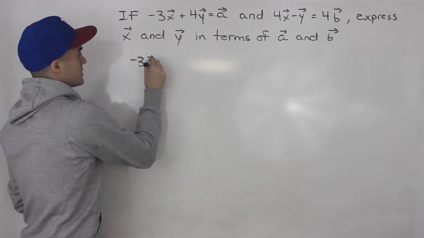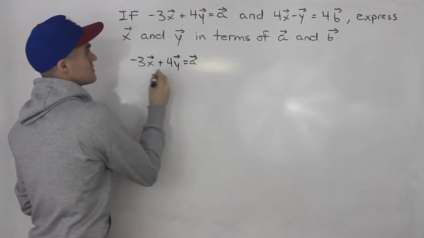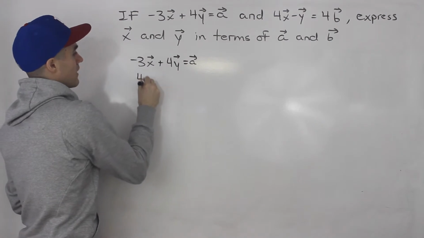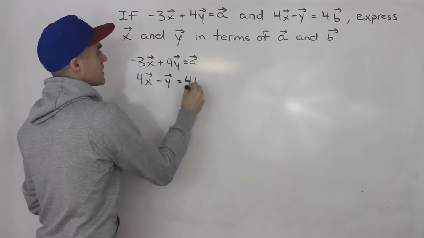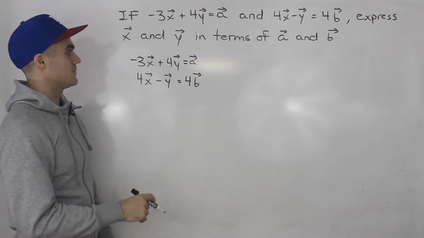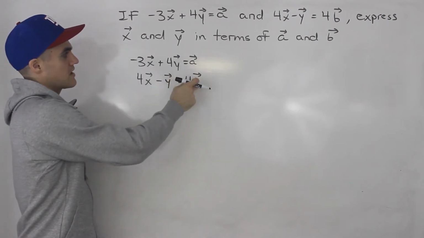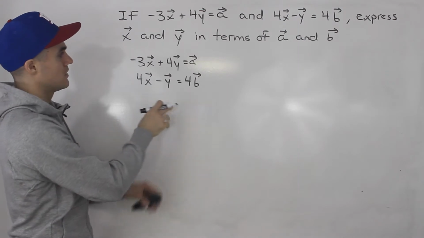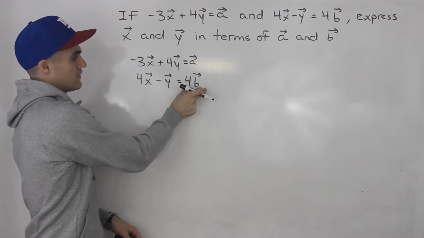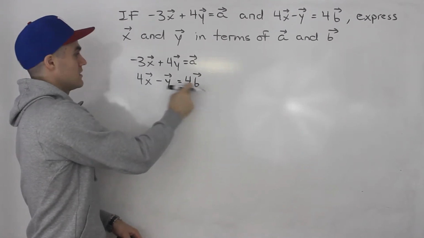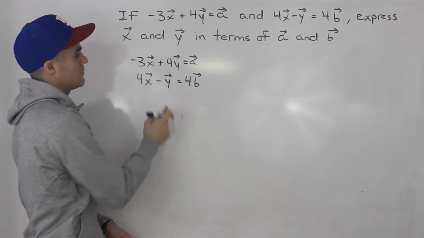So we got -3 times vector x plus 4 times vector y is equal to a. And then we got 4x minus vector y is equal to 4 times vector b. So what we got to do is take these vectors x and y and express them in terms of a and b. So notice that right now we pretty much have vector a expressed in terms of x and y, and we have vector b, or 4 times vector b, expressed in terms of x and y. And if we wanted to isolate for that b, we could just divide everything by 4.